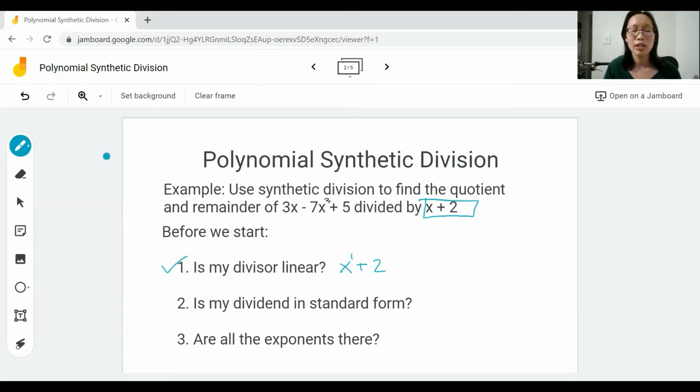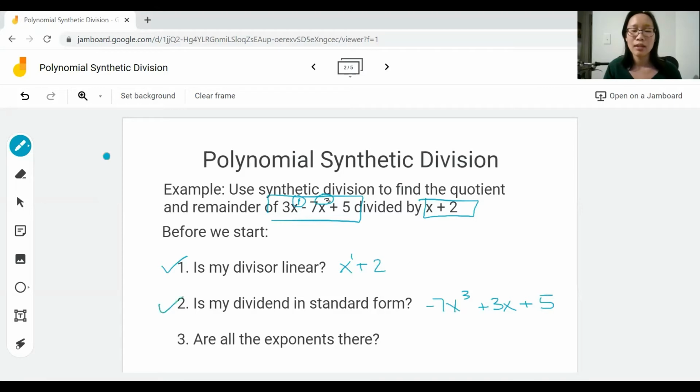My second question is, is my dividend in standard form? And by standard form, I mean, are the terms arranged from highest exponent to lowest exponent? I see a cube term here, and this is the x to the first term. So it is not in order. The cube needs to be first, and then I'm going to go down. And so my next exponent is going to be the x to the first power, and then my constant term.